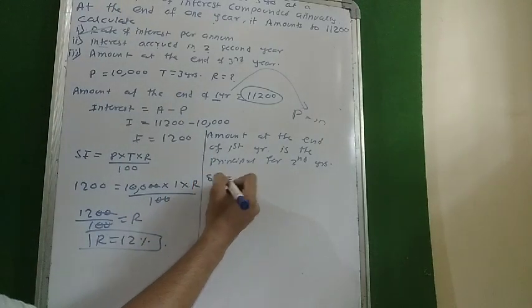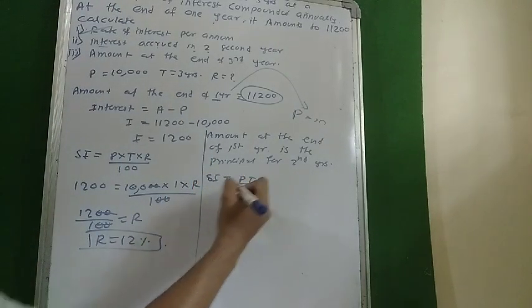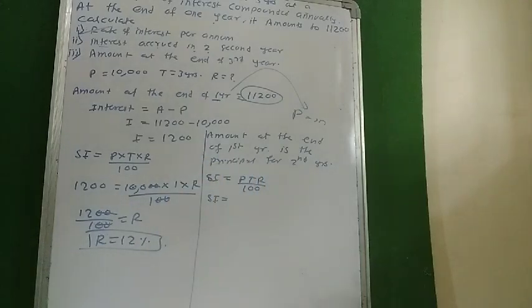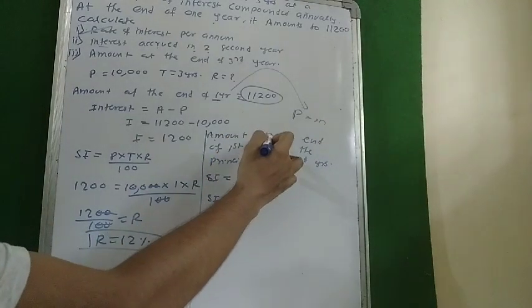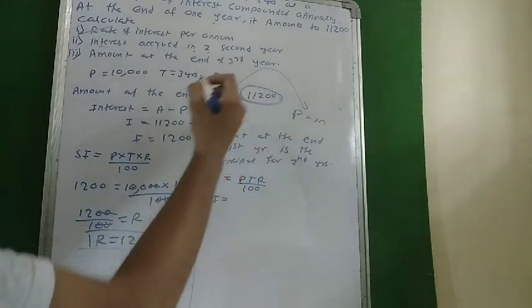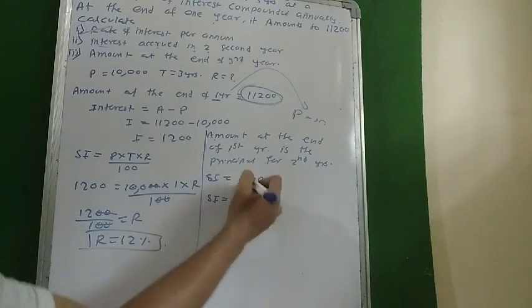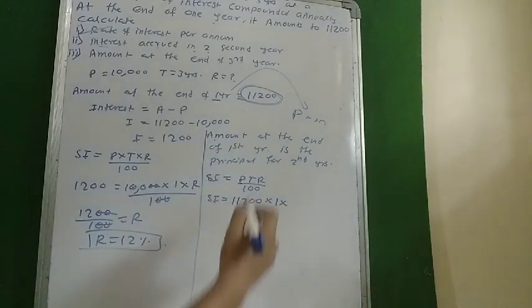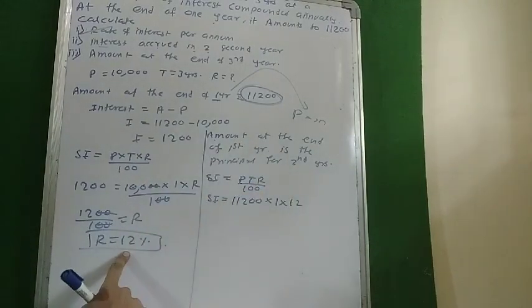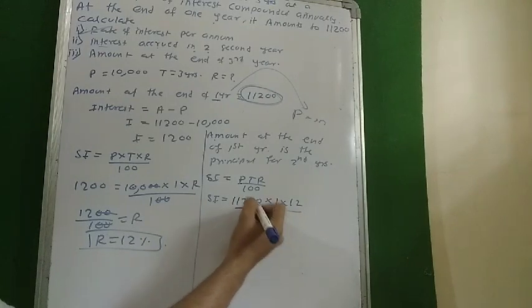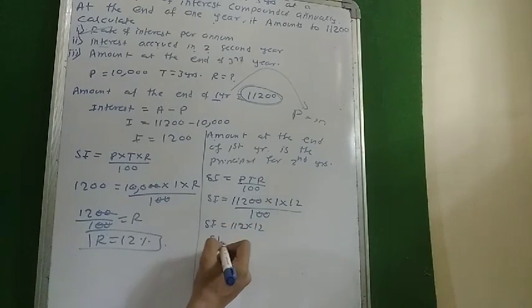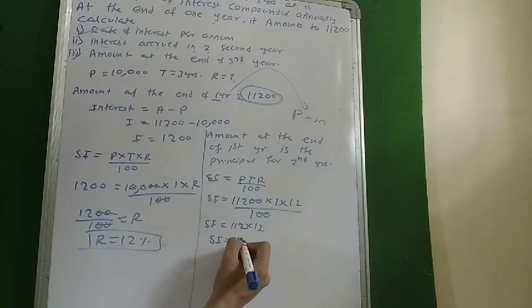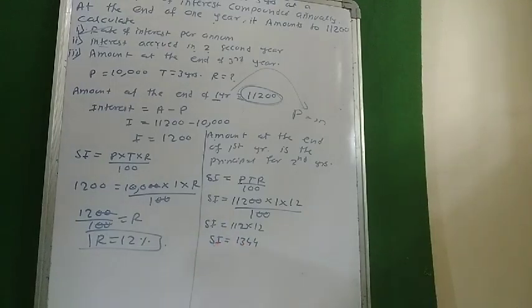So simple interest is equal to PTR upon 100. What is the principal? Principal for the second year is the amount at the end of the first year. And what is the amount at the end of first year? The amount at the end of first year is 11,200. Time period is 1 year, because we are taking every year, and the rate of interest is 12%. We just find out. Cancel, and we have simple interest 112 into 12. When we multiply 112 into 12, we will get the answer 1344. Okay, the simple interest is 1344.